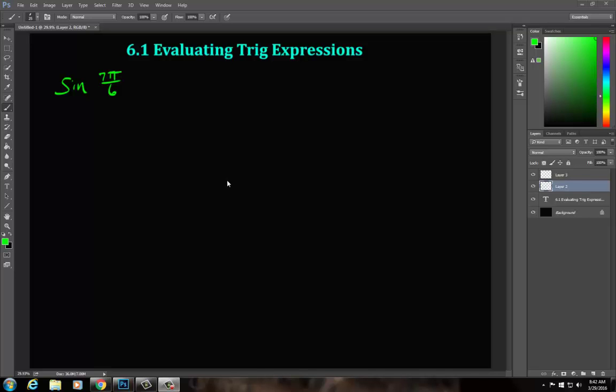Okay, welcome trigonometry students to evaluating trig expressions. I have an example here, and what we're going to have to do is figure out what the sine of 7 pi over 6 is. And this is straight off of the unit circle. So let me show you how all of this works, because you'll have to do 6 of these tonight for homework.